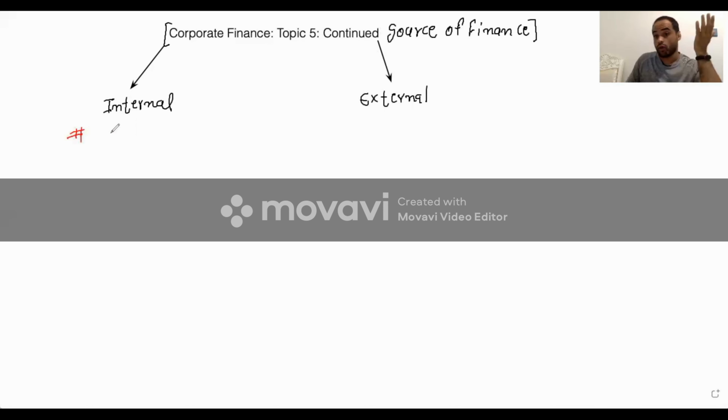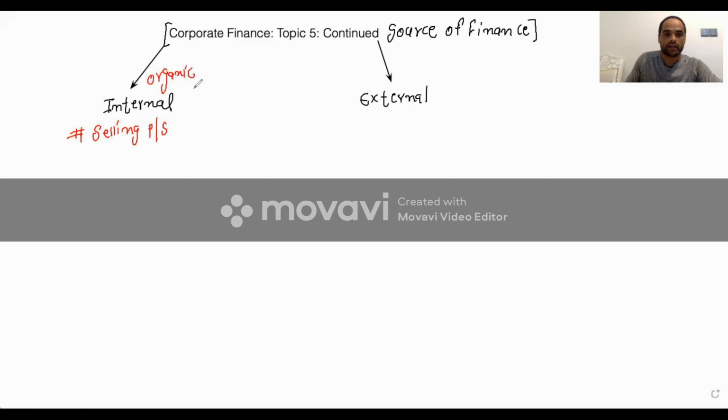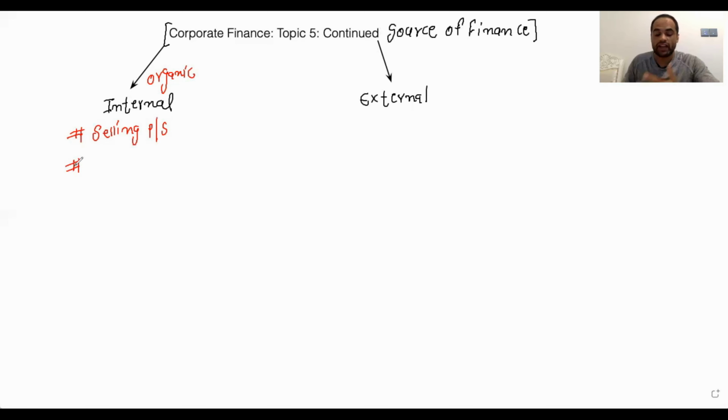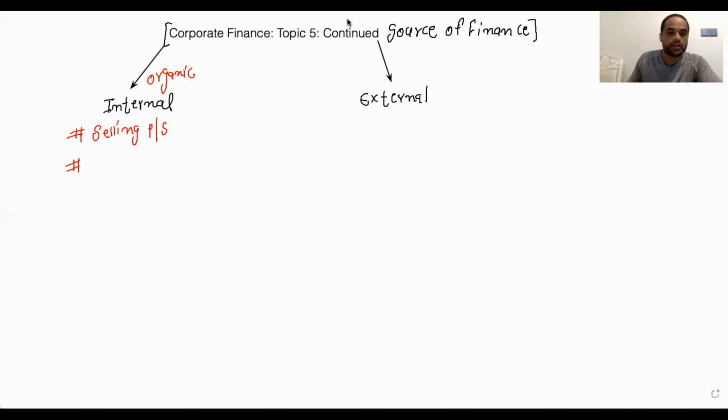of finance. The first involves selling products and services, right? Internal source of finance means organic source of finance. We also call it organic because the company generates it by itself. Second, internal source of finance is selling assets. If the company is holding any assets that are not in use anymore, the company is going to sell those assets to raise some funds, and the company reinvests that money back in the company in order to maximize its productivity and profitability.